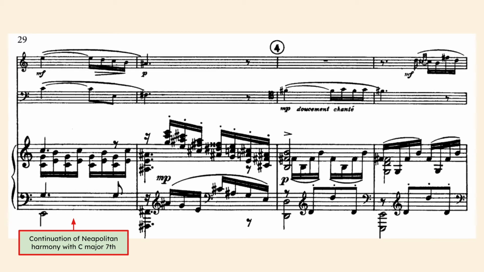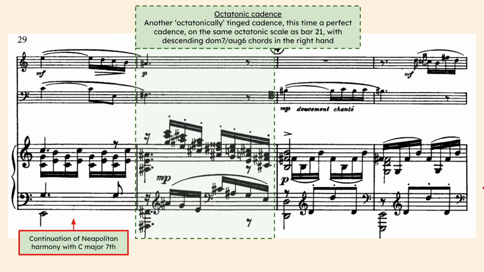Bar 29 is a continuation of the Neapolitan harmony with a C major chord in first inversion. There's a major 7th in there with the B naturals in the right hand, so it's not quite a straightforward Neapolitan 6th chord, but it still counts as Neapolitan harmony because it's still a version of that flattened major supertonic. Bar 30 gives us octatonic harmony again, and because of the move from the F sharp dominant 7th chord to the B minor chord in bar 31, we can describe this again as an octatonically tinged perfect cadence. This bar actually uses exactly the same octatonic scale as bar 21, where we had our previous octatonically tinged cadence, though in this bar it's more fleshed out with these chords in the right hand.